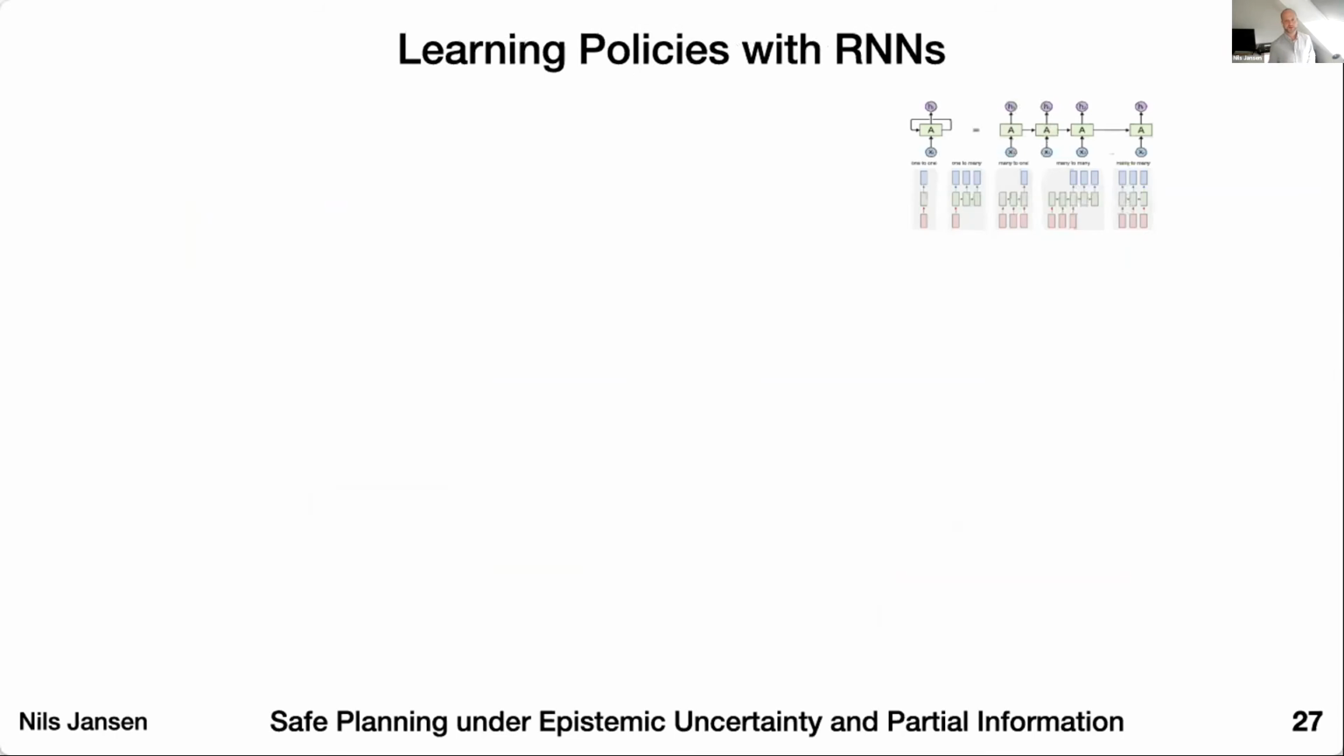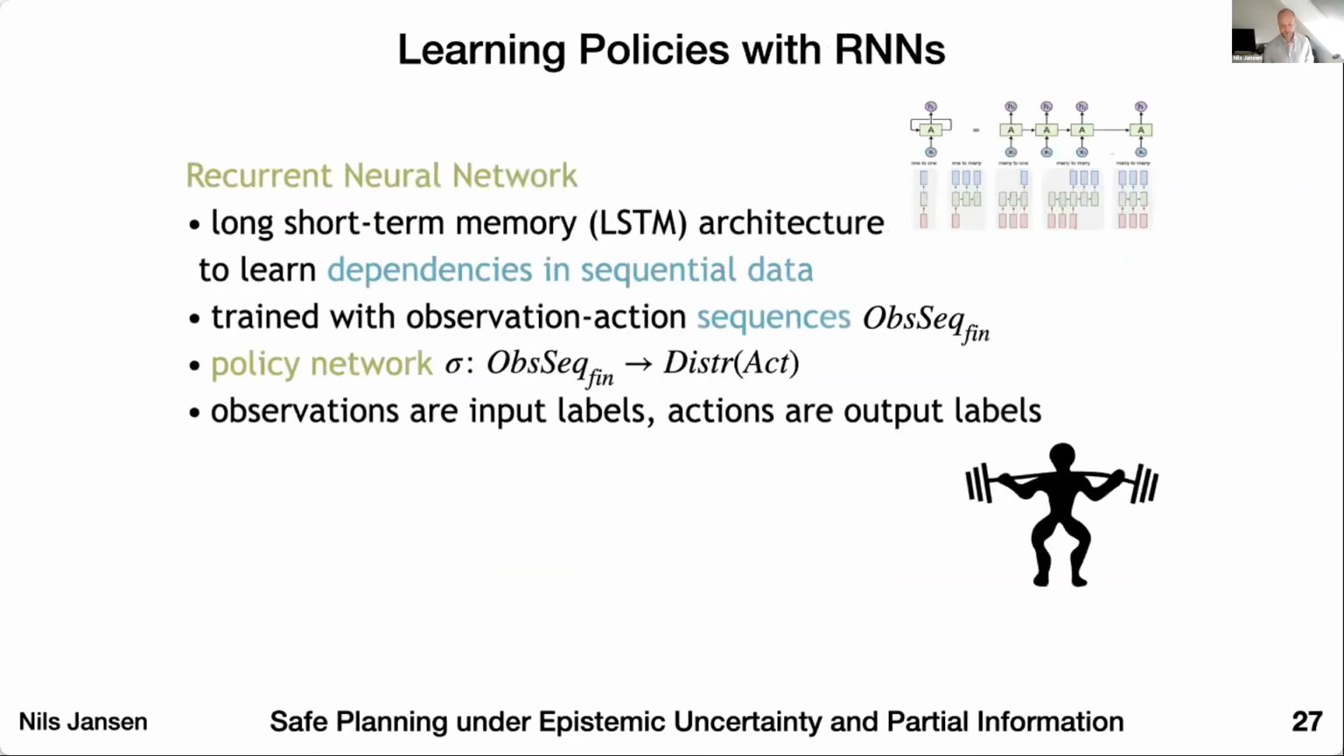How do we learn these policies with recurrent neural networks? So what we do is the following. We employ an RNN with a long short-term memory (LSTM) architecture to learn dependencies in the sequential data. And why do we do that? You saw this example where we said we need to have a blue state before a yellow state, and so on. So we want sequences of inputs and outputs to capture these dependencies.